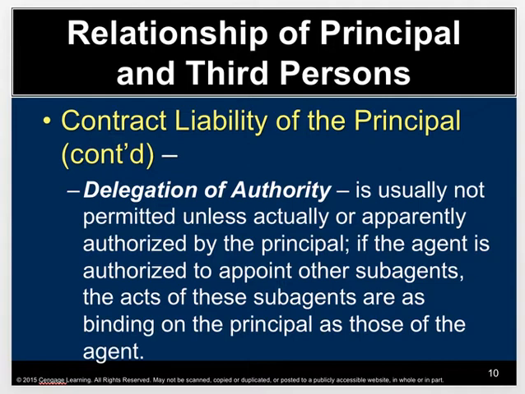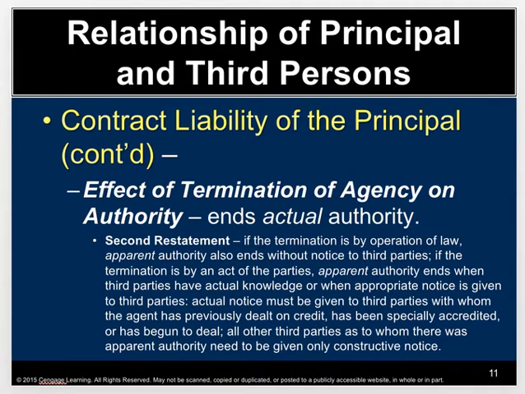At that point, those subagents are representing the principal. They're not representing you as the agent. So any of their acts really are going to bind the principal. What's the effect of termination of the agency relationship on the authority? Well, first and foremost, it ends actual authority.